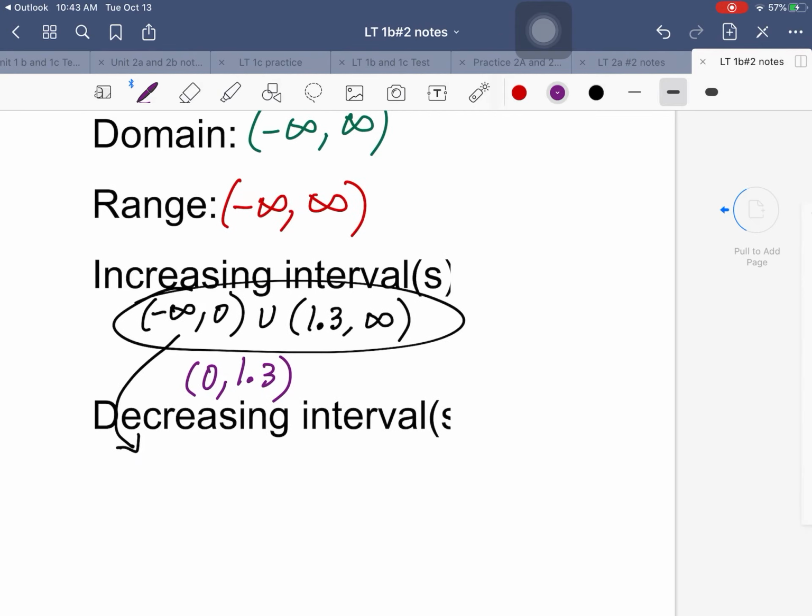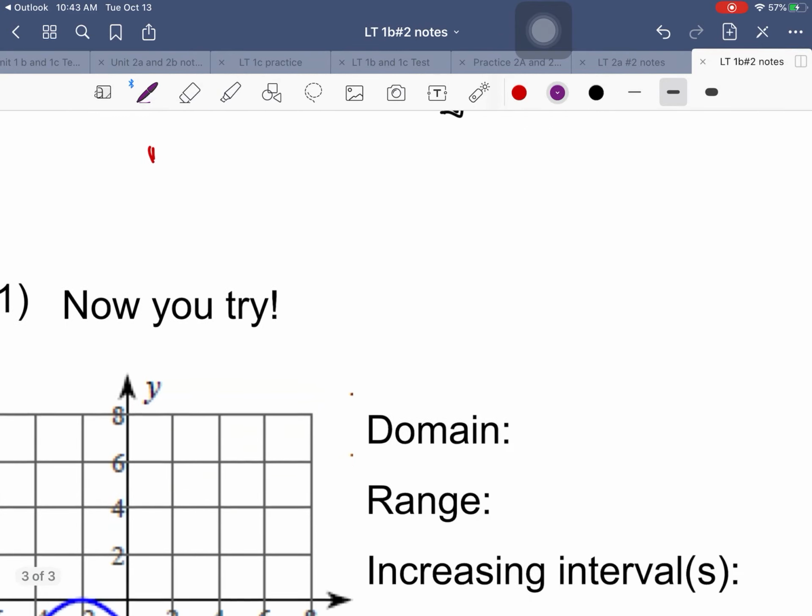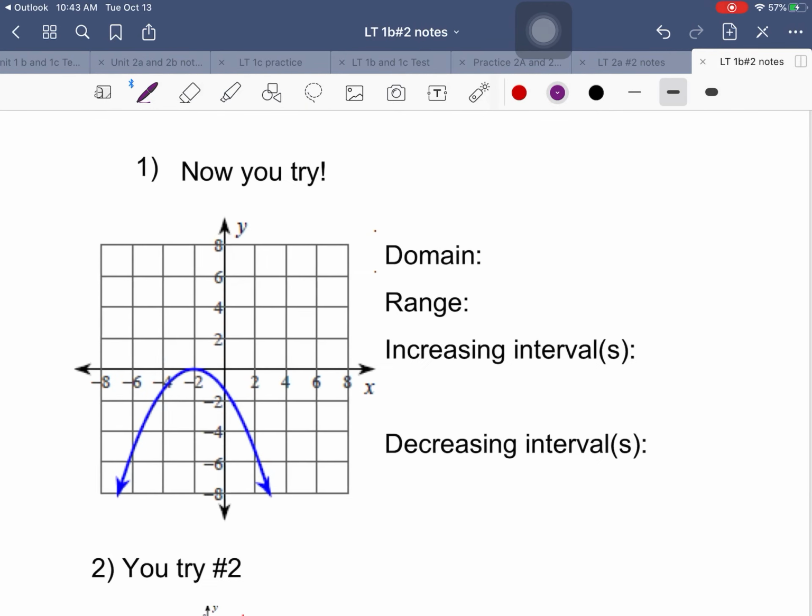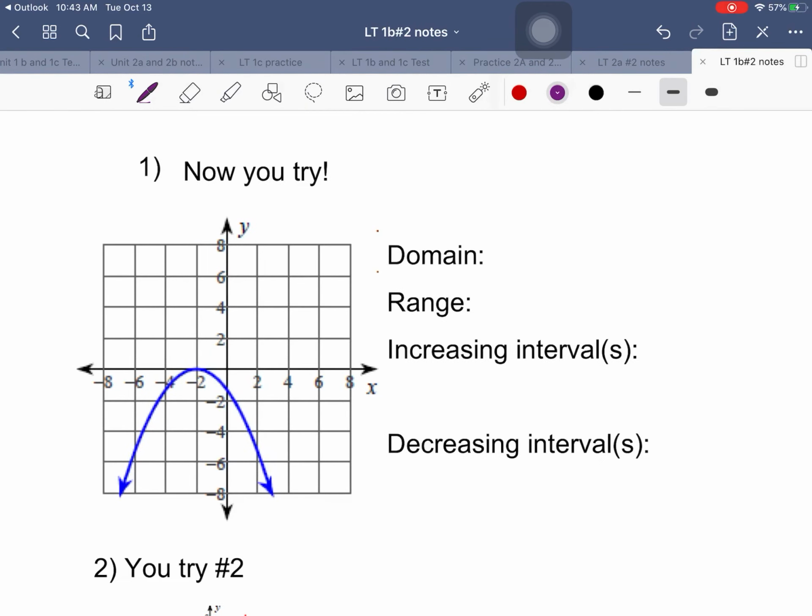All right. Now you try. So this is a good time for you to pause the video and try this problem out. And then I will work the problem out in a little bit.